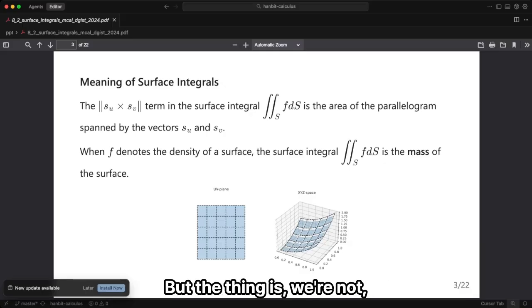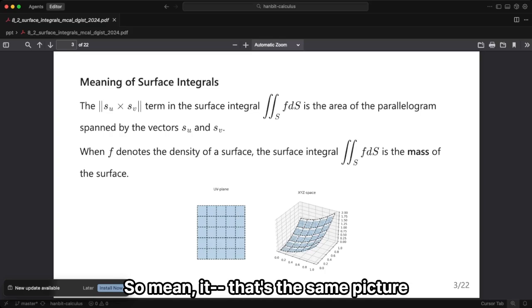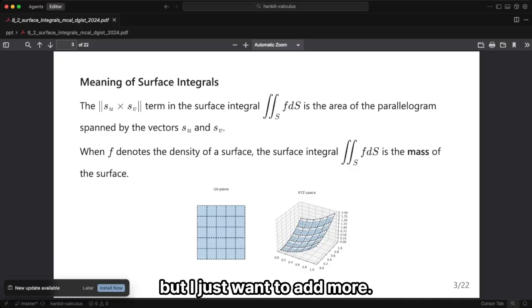But the thing is, we don't want the actual Su and Sv. So here, I'll explain with more pictures. I mean, it's the same picture, but I just want to add more.